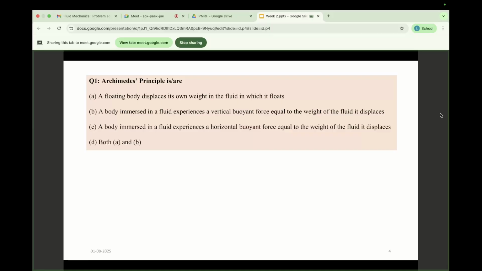The first question is: Archimedes principle is and are. These are the four options. I guess many of you have attended the lecture provided by Professor Shubhashis sir. As you have gone through this lecture, I hope you will be able to answer this question. Please try to answer in the chat box, and after this I will analyze the question.